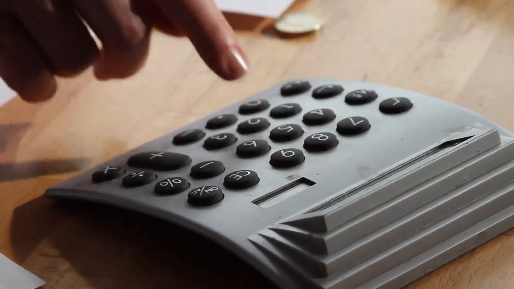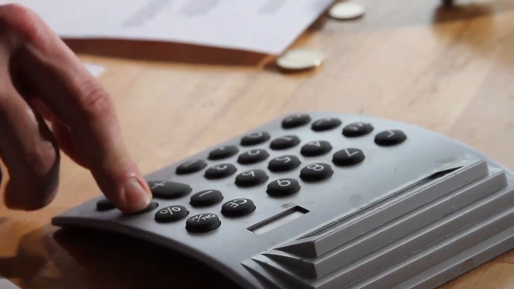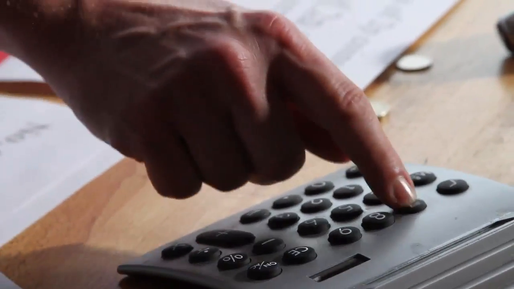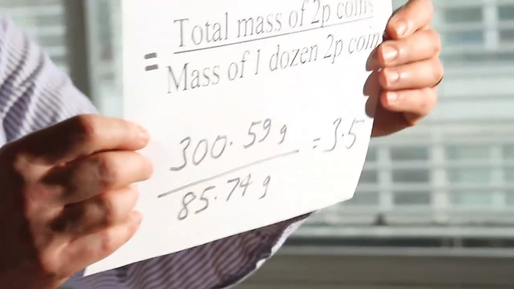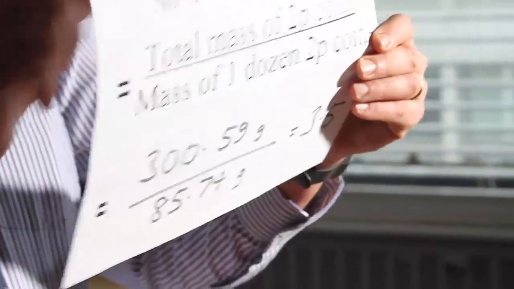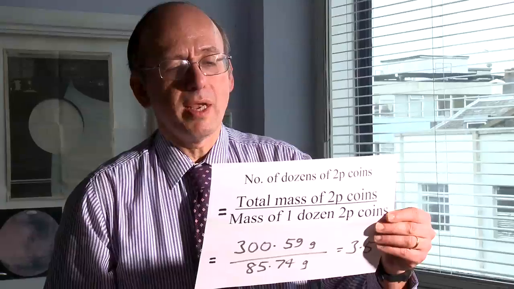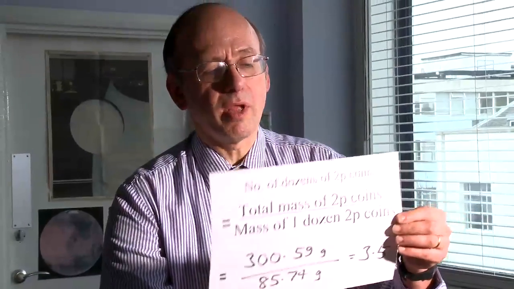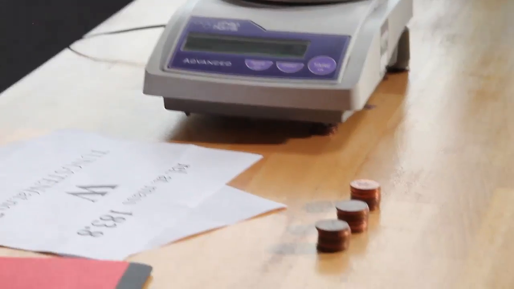85.74 grams. I will divide the larger number, that's the mass of all those coins that we put on originally, by the mass of 1 dozen coins, 85.74. And I get the answer, to one decimal place, 3.5 exactly. And that's quite interesting because what we've been doing is counting not how many coins there were, but how many dozens of coins, because we grouped them in 12s. We get the answer 3.5, in other words 3.5 dozen, and there were indeed 42 coins, 3.5 times 12.